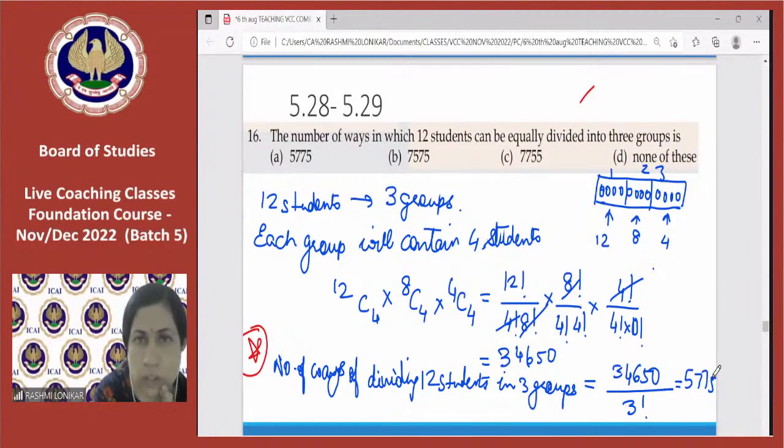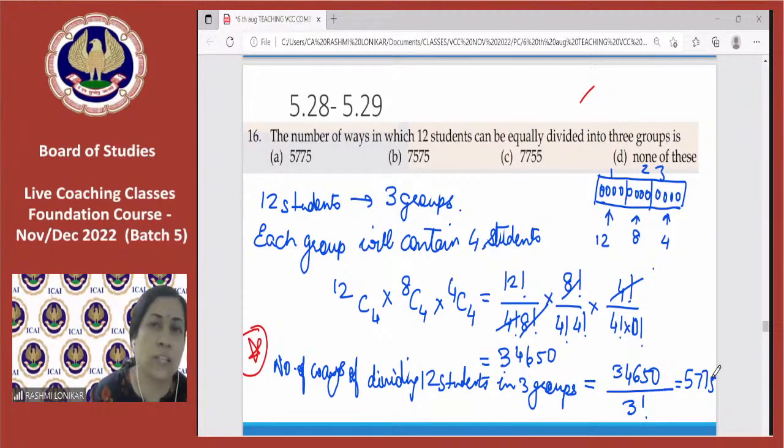I have 12 students. I need to put them in 3 groups. Group number 1, group number 2, group number 3. How do I do that? Out of the 12 students, I take 4 students and put them in the first group. Then I take the remaining 8 students. From them, I select 4 students and put them in group 2. Remaining 4 students, I put them in group 3.